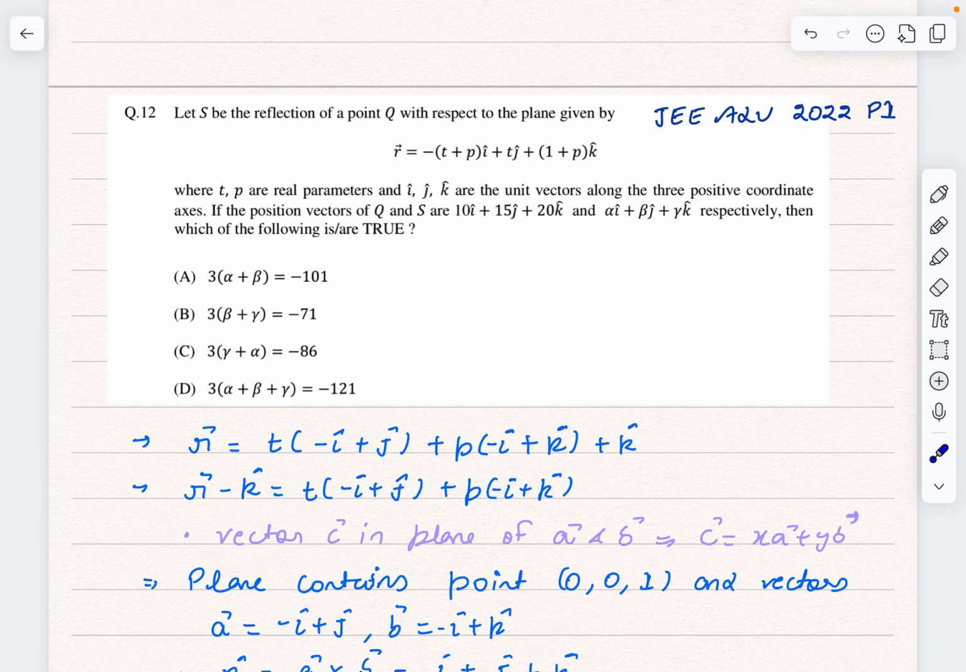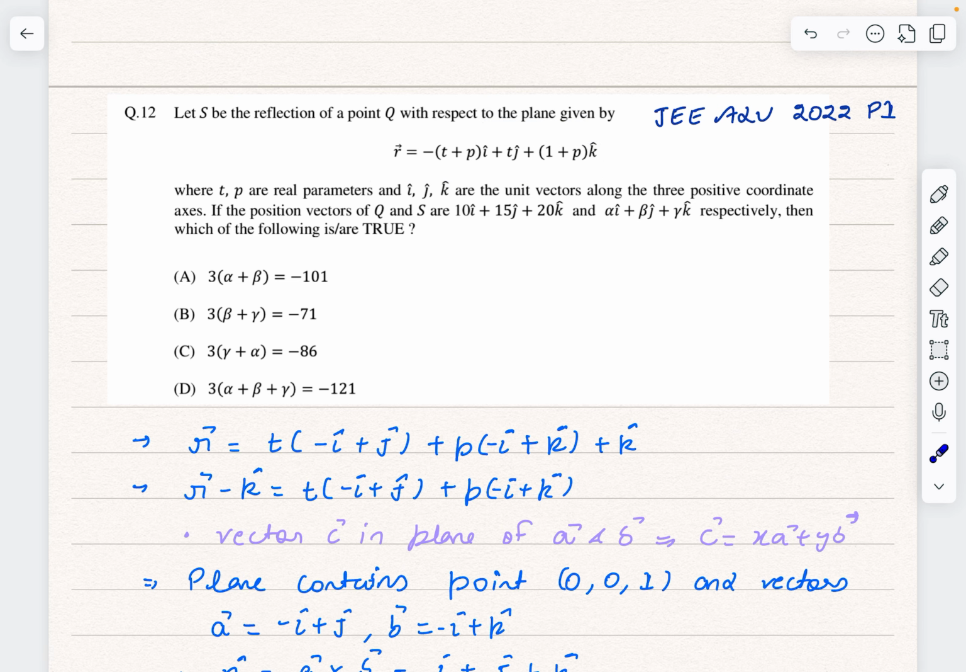Guys, let us start a discussion of this JEE Advanced 2022 paper 1 3D vectors problem. This question had a very unique way of representing a plane which I liked, so we'll discuss this. Let S be the reflection of a point Q with respect to the plane given by this. The most interesting part of this problem is the plane equation only.